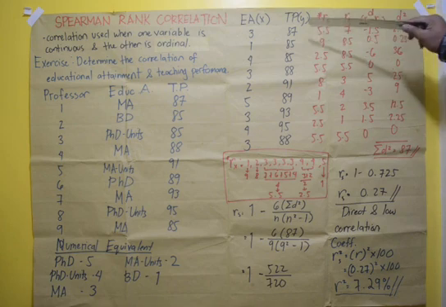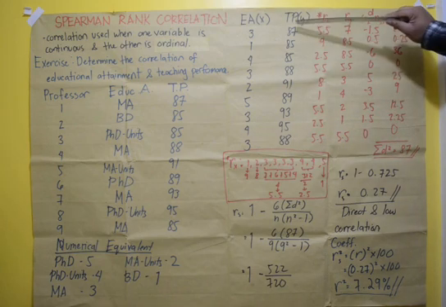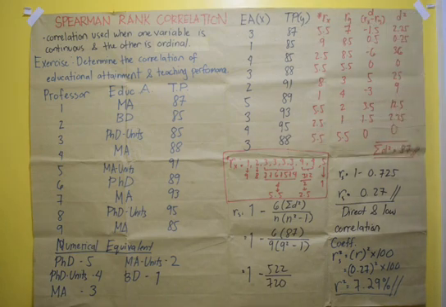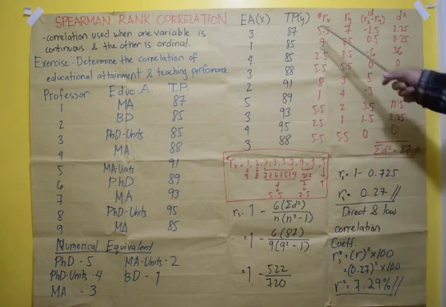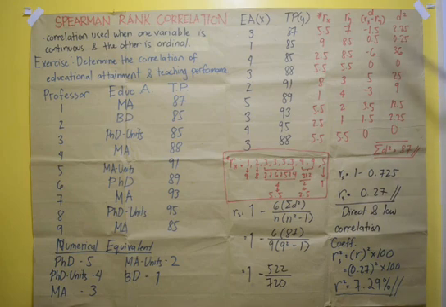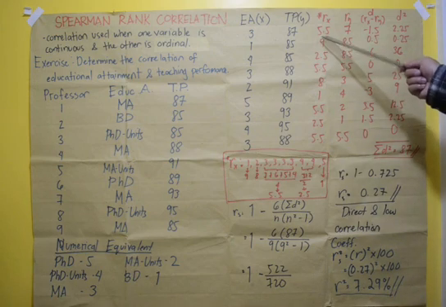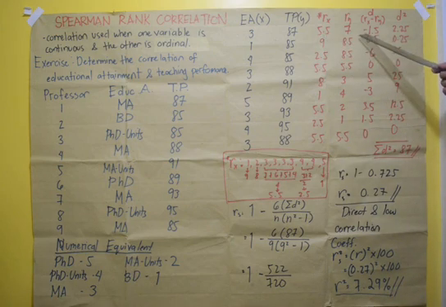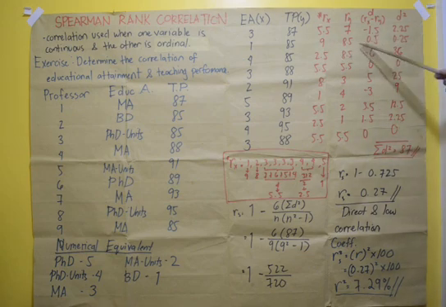Same process gagawin natin sa teaching performance. So i-arrange natin siya from lowest to highest. Then, how many respondents do we have? 9, so ganun din yung process. So after getting your Rx, then your Ry, we need to get your D. Technically, we just subtract Rx minus Ry. So 5.5 minus 7, we got negative 1.5. 9 minus 8.5, we got 0.5. Then tuloy-tuloy lang natin yan.